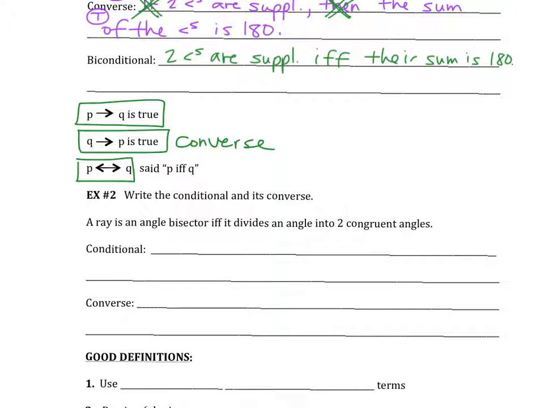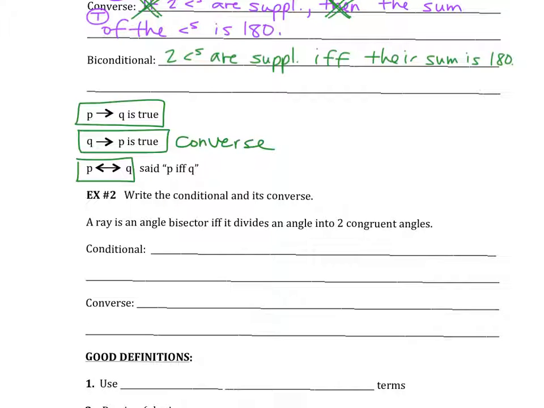All right. So the reverse of that is also true. If you have a biconditional, if you have an if and only if statement, you can turn that into a conditional and a converse that are both true. So it's kind of the reverse of what we just did on the first problem. This one says a ray is an angle bisector if and only if it divides an angle into 2 congruent angles. How do you make that a conditional statement?